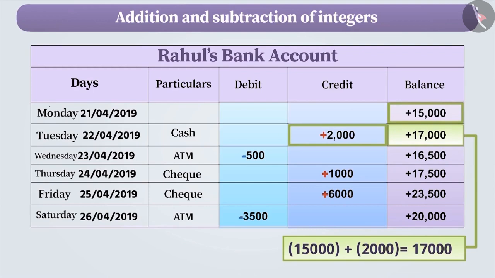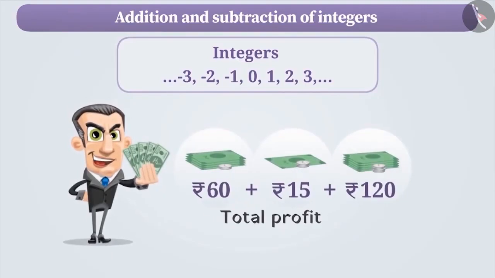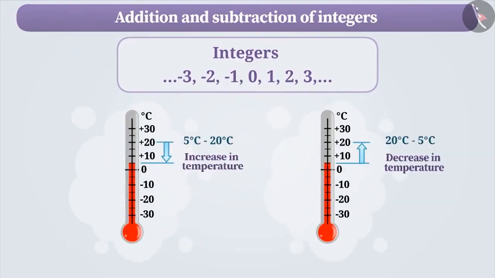In this way, addition and subtraction of integers can be used in many situations, like finding the total profit, recording the increase or decrease in temperature, etc.